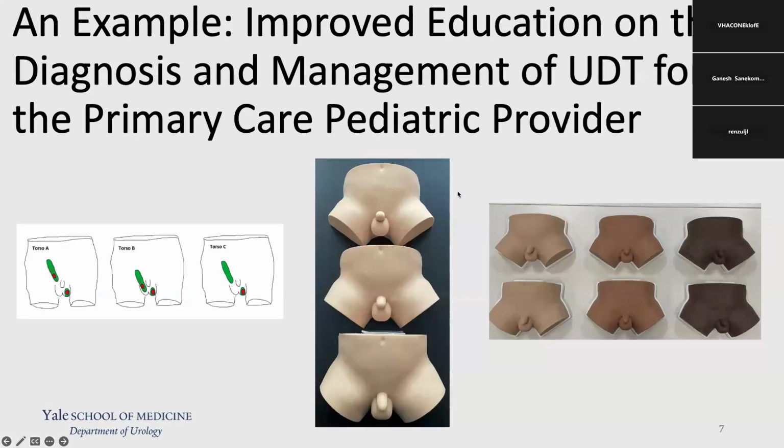So this is the example I'm going to use today. It's about creating a curriculum aimed at improving education on the diagnosis and management of undescended testicles for the primary care pediatrician. And so this is the progression over time of how this started, how it looked in the middle, and where it is now. And I'll go into much more detail about all these different pictures along the way.